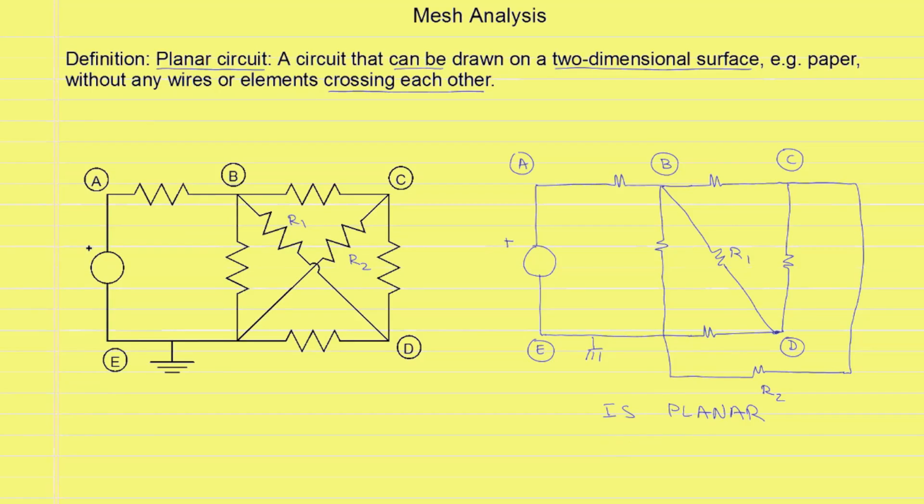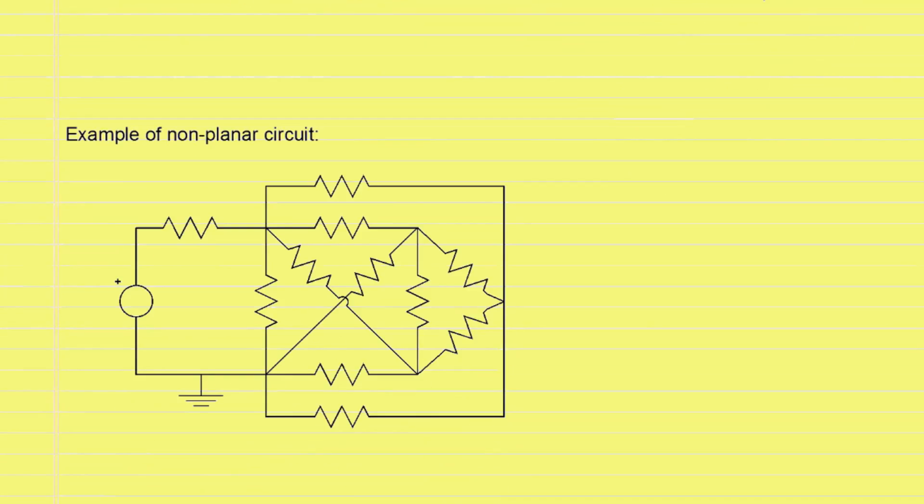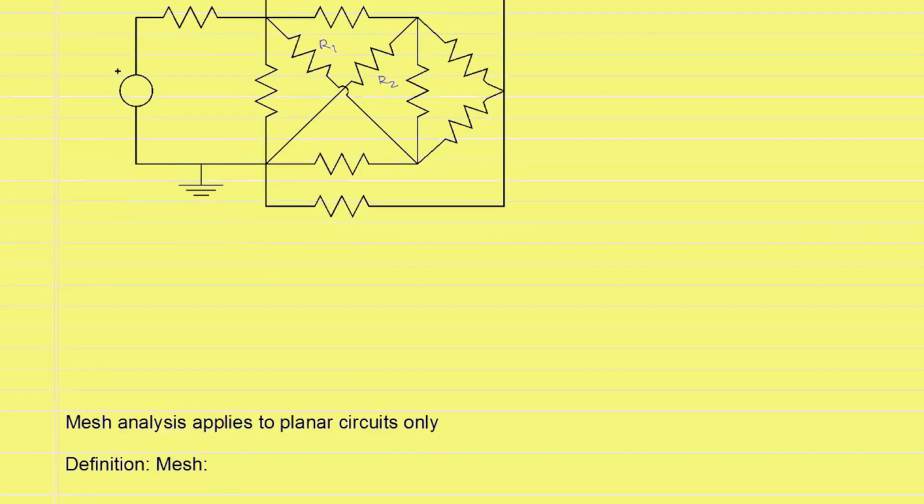The next circuit that we will look at is given on screen. In this circuit we have two resistors, R1 and R2, which are crossing each other, and we cannot redraw this circuit so that these two resistors do not cross each other. Therefore, the circuit is not planar. The reason for distinguishing between planar and non-planar circuits is that mesh analysis applies only to planar circuits.